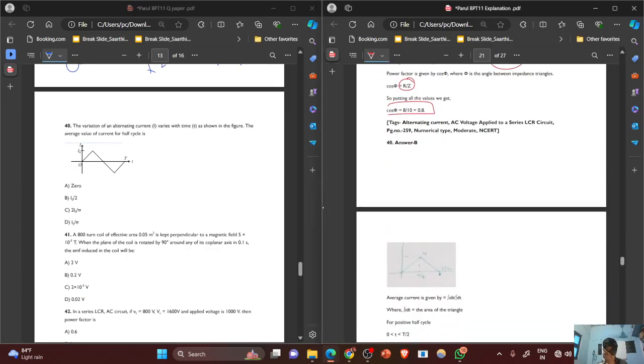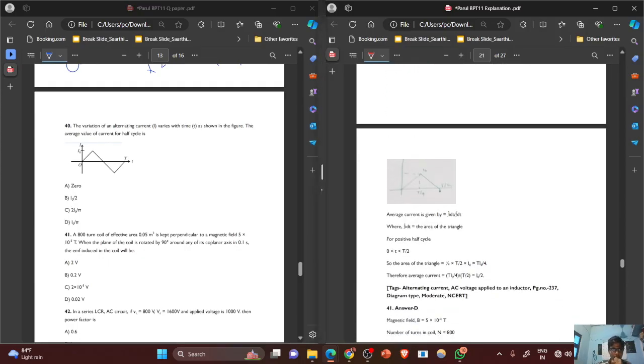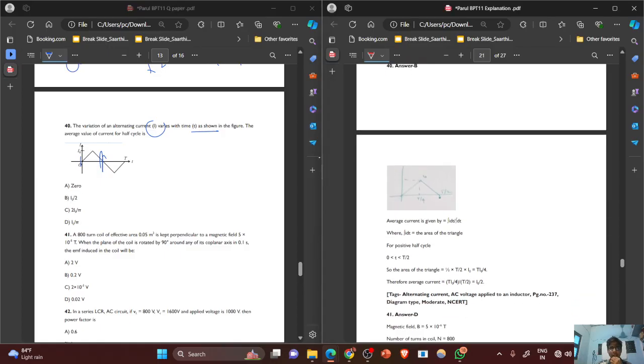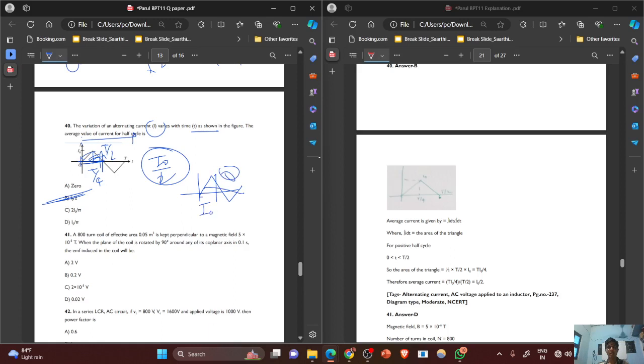Now moving ahead, the variation of current with time is shown, and it asks for the average value of the current in the half cycle, from here to here. Now you need to understand the average value. As you can see, this is T by 2, so this is T by 4. For the whole cycle it is 0, but for the half cycle it's simply I naught by 2. It's a theoretical question. For a full cycle it is 0, but for a half cycle it's I naught by 2.